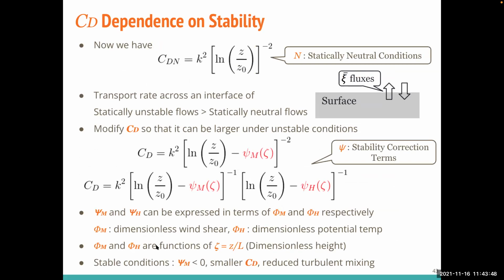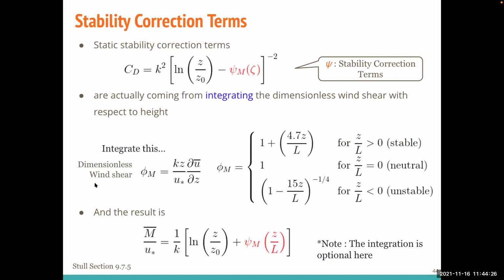So what we are trying to do is include the stability condition. For the stable condition, your phi here is smaller than 0, which means you have a larger term here, so you have a smaller CD, reducing the turbulent mixing. So stable conditions will reduce your value of the drag coefficient. This is how we include all the things: we include the height dependence and the stability dependence in this drag coefficient. We call these stability correction terms.